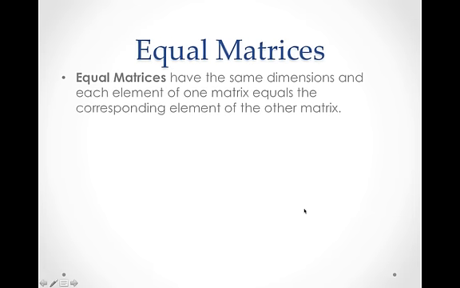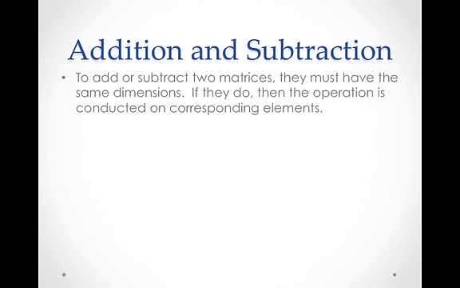Equal matrices have the same dimensions, and each corresponding element of one matrix equals the corresponding element of the other matrix. Addition and subtraction can be done if two matrices have the same dimensions, and then it is done component-wise by adding or subtracting, as you're directed, corresponding elements.